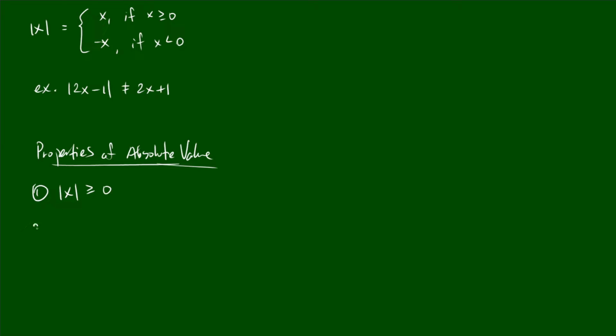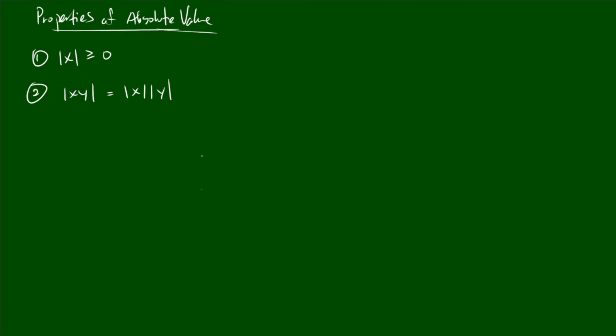That's the first property. The second property is that when you have the absolute value of a product of two numbers, that is equal to the product of the absolute values of the numbers.